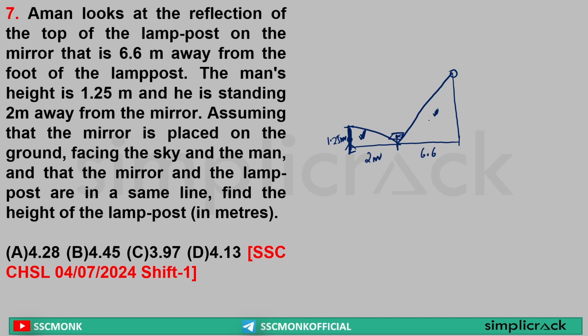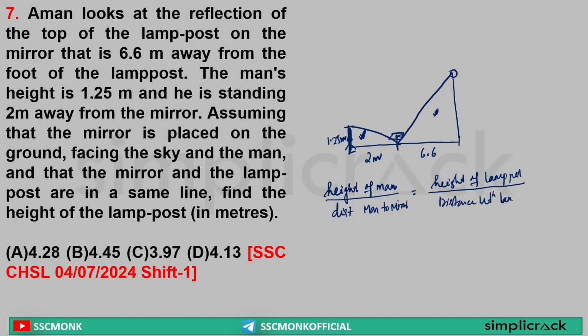Okay. So it is saying height of the man divided by distance between man to mirror will be equal to what? Will be height of lamppost divided by distance between lamppost to mirror. Yes or no?